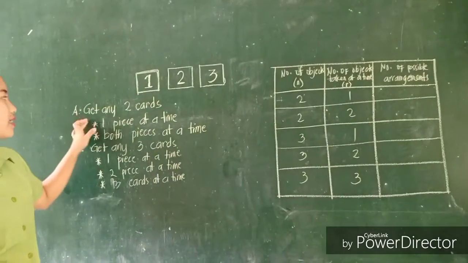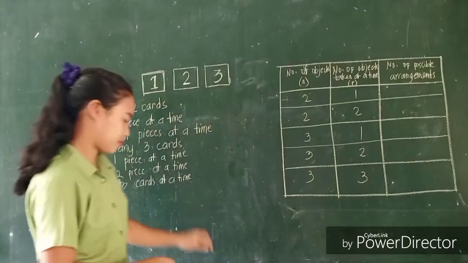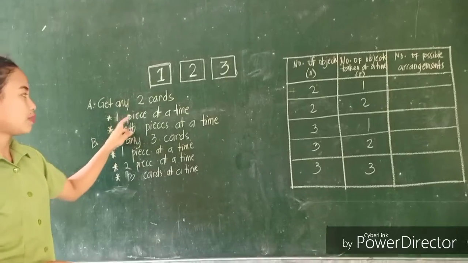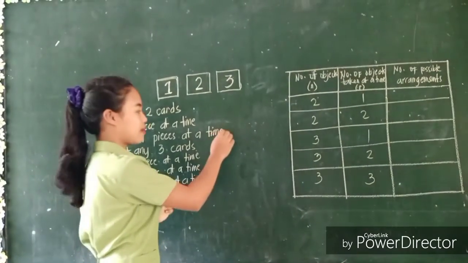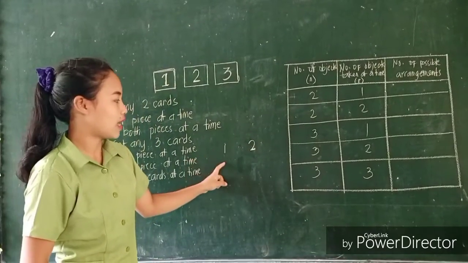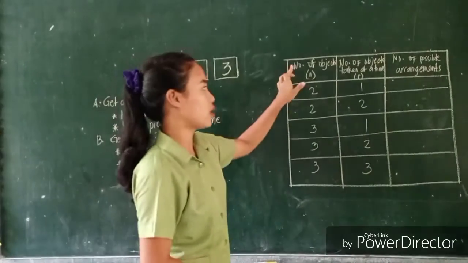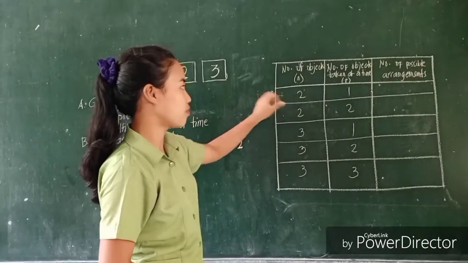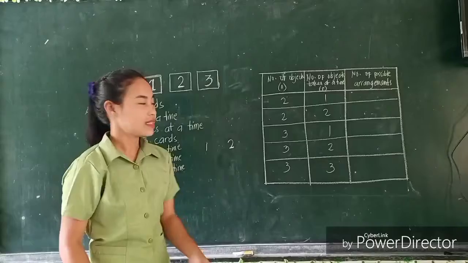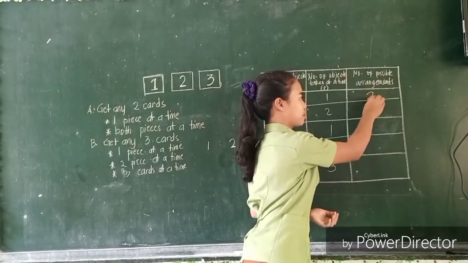First, get any 2 cards. For example, we have 1 and 2. Let's arrange these 2 cards one piece at a time. So we have 1 and 2. We have 2 possible arrangements. The number of objects here, our n, is 2, and the number of objects taken at a time, our r, is 1. So the number of possible arrangements is 2.